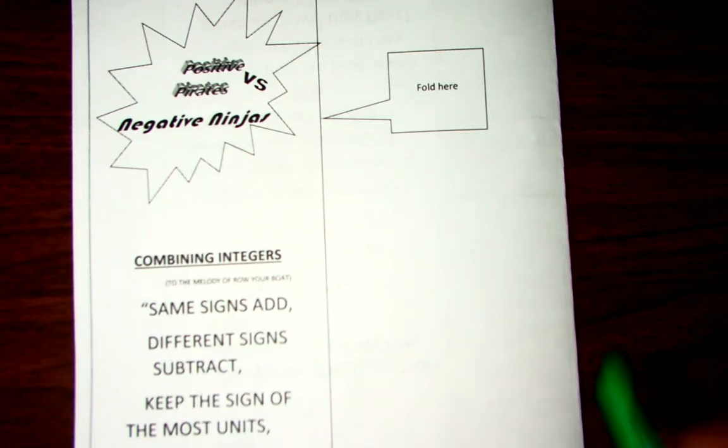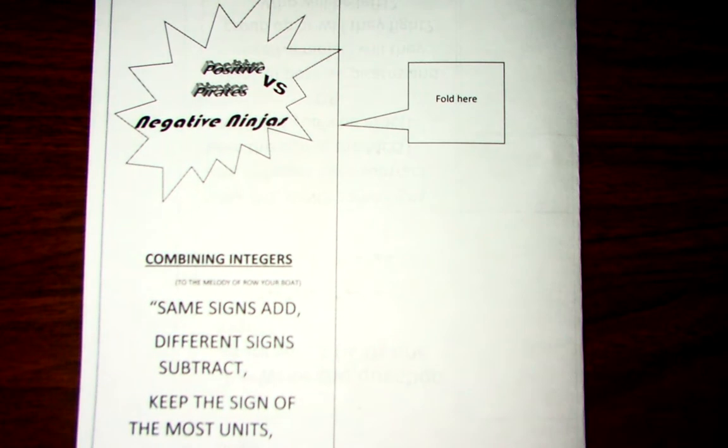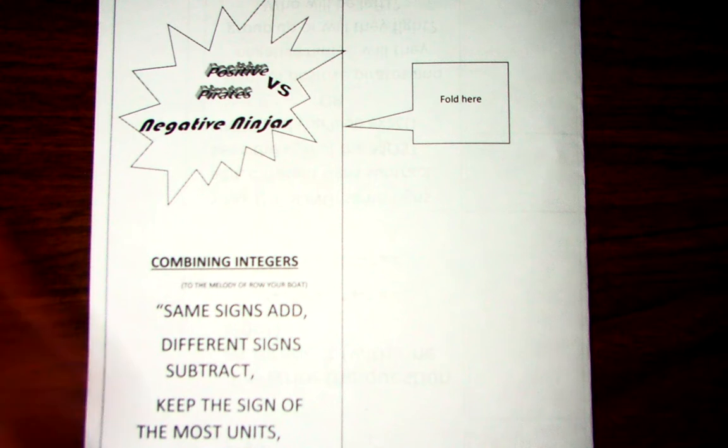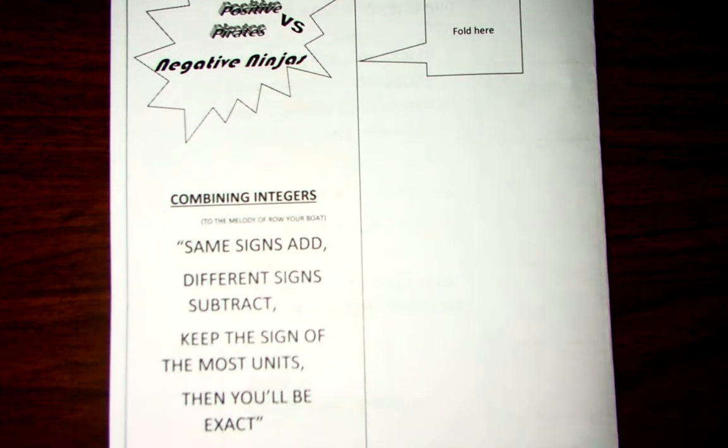Alright, so I'm actually going to have to clear my throat because we're going to have to do some singing today. So, combining integers to the melody of Row Your Boat. Oh man, I haven't done Row Your Boat since I was a little kid. Let's see, row your boat. Yeah, I'm not going to do that. So here we go. I'm going to rap it instead.